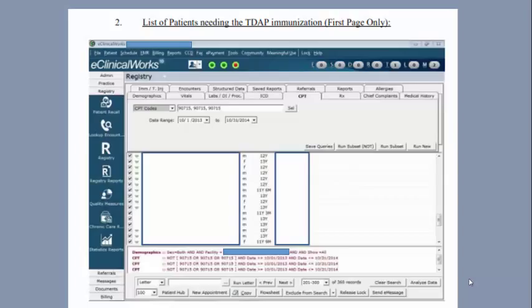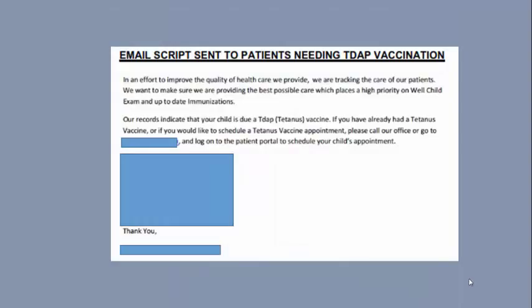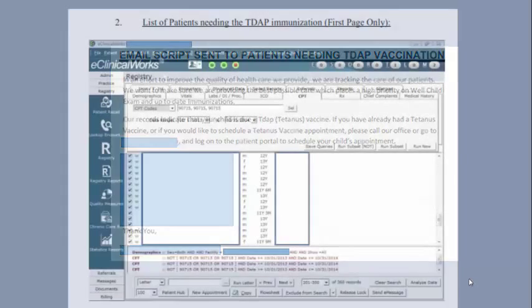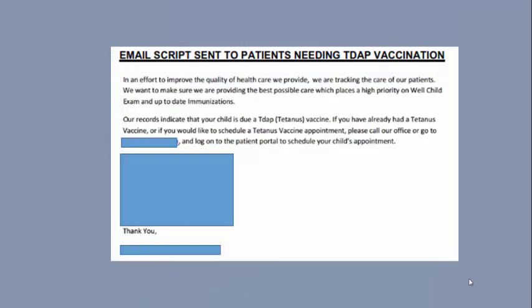You can see that it's been de-identified, so you can't see who the patients are or their date of birth. But using this list, the practice then sent an email. This is the email script to let them know it was a well child exam and a Tdap vaccine. So this was the Tdap vaccination that the practice was looking for. And then the practice just shows NCQA the email script that they used to let them know about the Tdap shot. And that's all you've got to do.